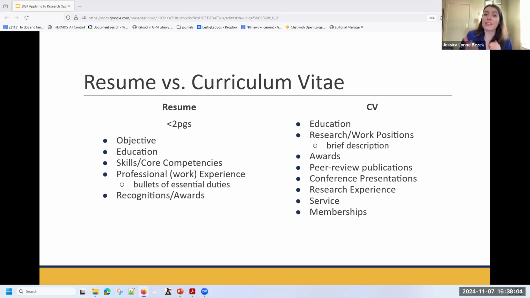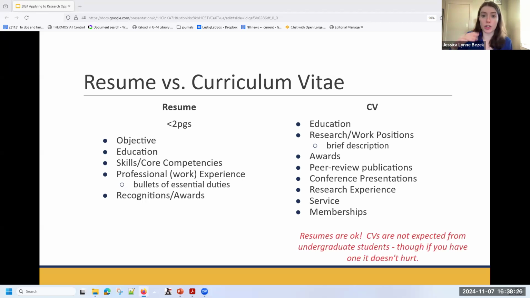So for a resume, these tend to be a lot shorter. They're typically like one page, maybe two, where they talk about your objective, your education, the skills or core competencies that you have, the essential work experience that you had and what your duties were in that role, and then any recognitions or awards that you have. And it's totally fine if you currently have a resume rather than a CV. The main thing that you just want to make sure is highlighted are the skills and the experiences that you have that would make you attractive for the position that you're applying for.